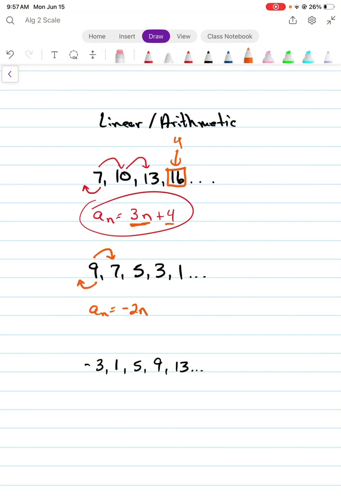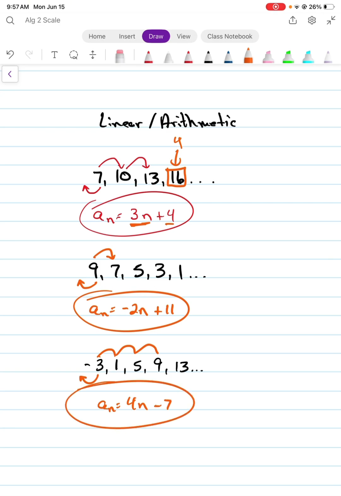And if you were to do the term before this, since you're going down 2 to get the terms after, go up 2 to get the term before, and that would be an 11. The last one, a sub n equals your common difference. You're going up 4 each time. If you were to go down 4, you would get a negative 7, and there's your equation.